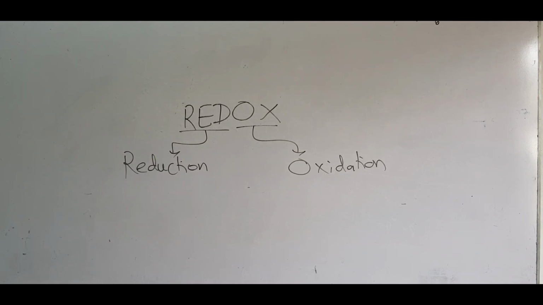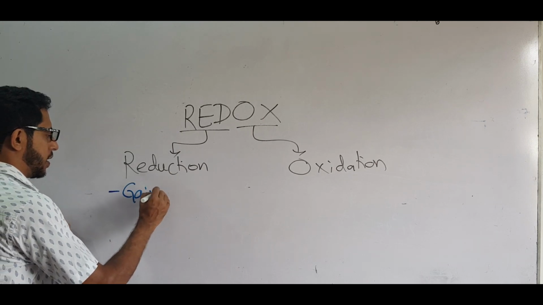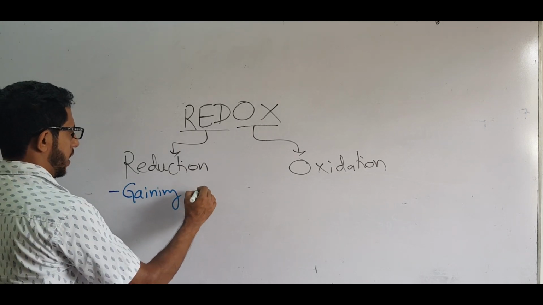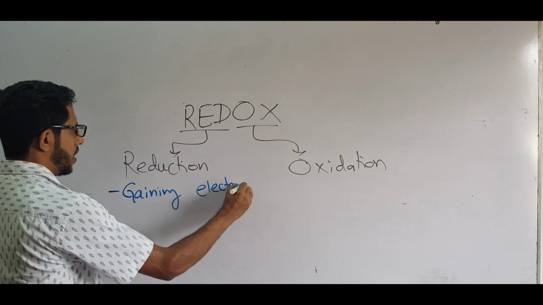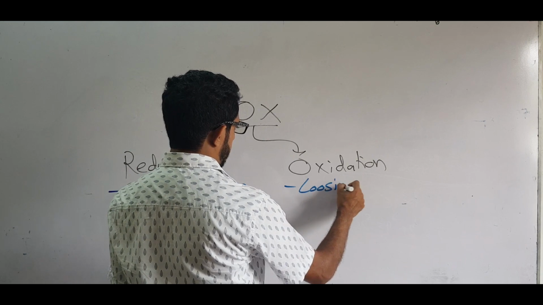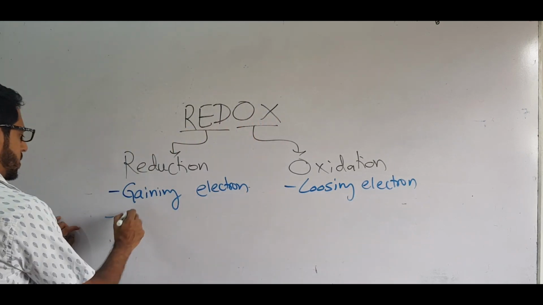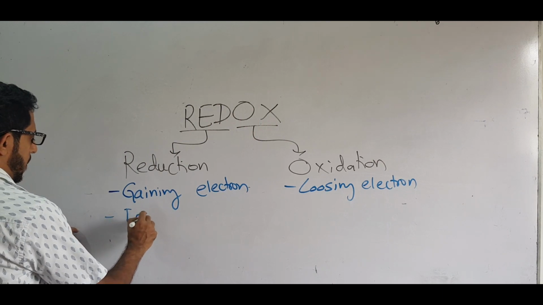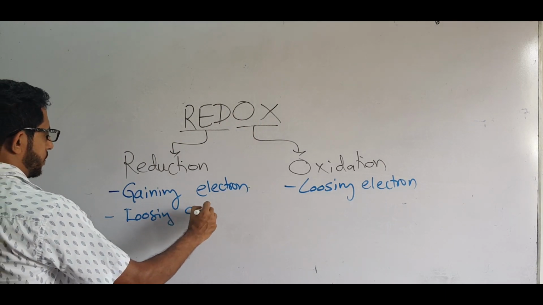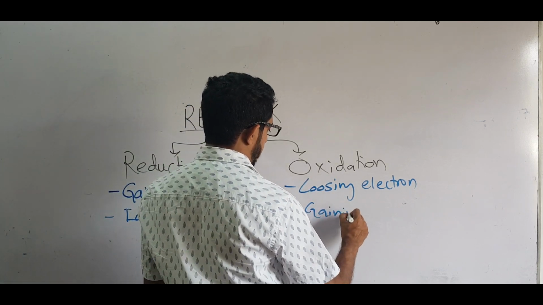Now the terms reduction and oxidation are specifically given in terms of electrons and oxygen. So reduction is gaining electrons, at the same time oxidation is losing electrons, or we can say reduction is losing oxygen and oxidation is gaining oxygen.